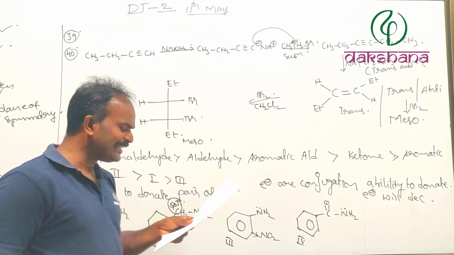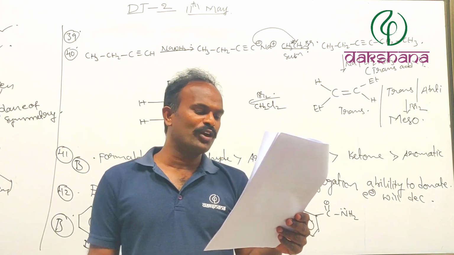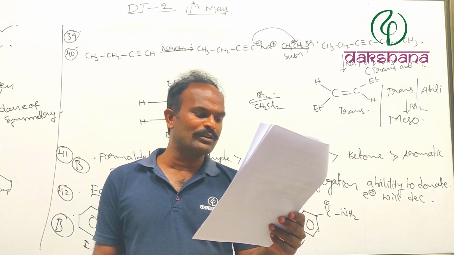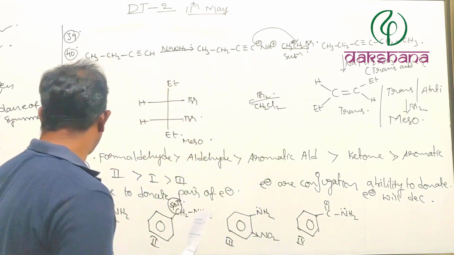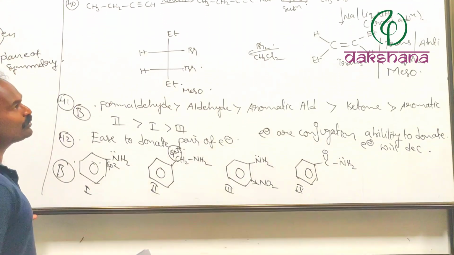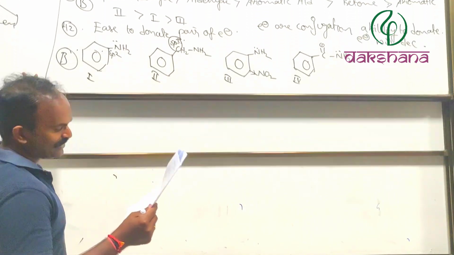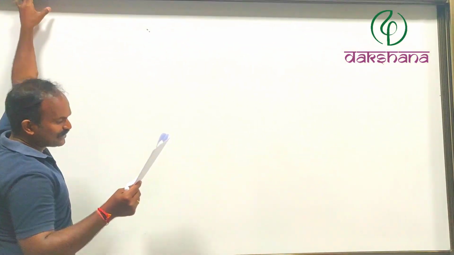Next, question number 43. Rapid interconversion of alpha D glucose to beta D glucose in a solution is known as, yes, absolutely true, which is nothing but mutarotation. That will be mutarotation.